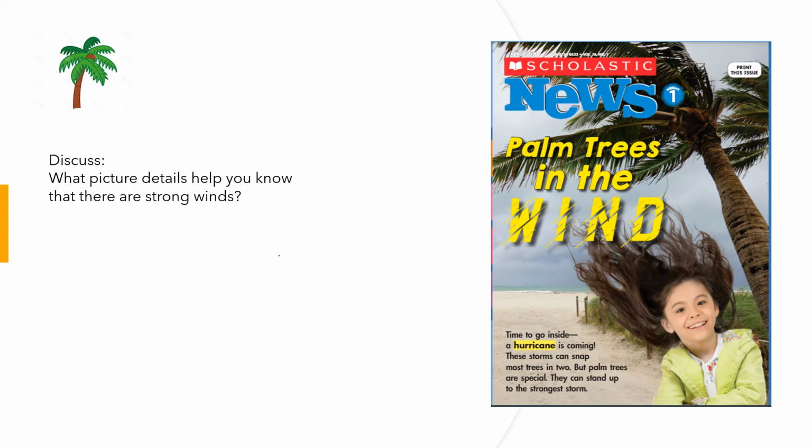Palm Trees in the Wind. Time to go inside. A hurricane is coming. These storms can snap most trees in two, but palm trees are special. They can stand up to the strongest storm. A hurricane is a big and dangerous rainstorm with very strong winds. Hurricanes begin over the ocean, and they can strengthen or weaken as they move into land.